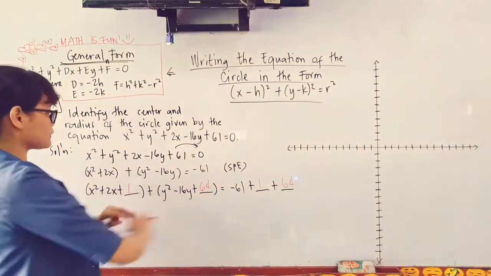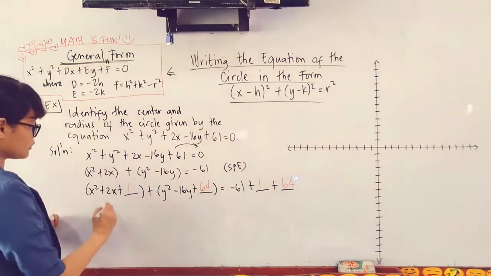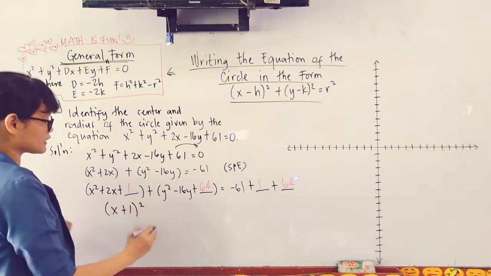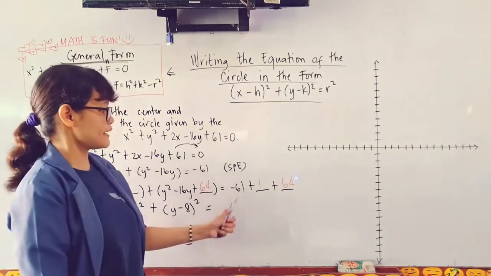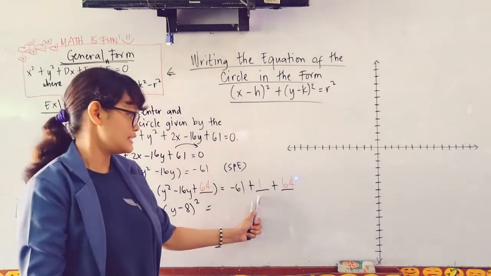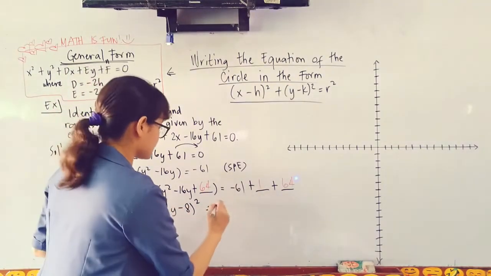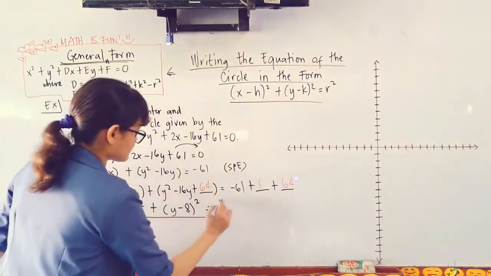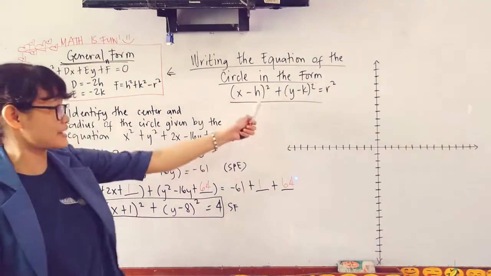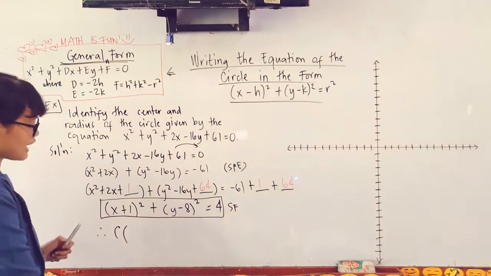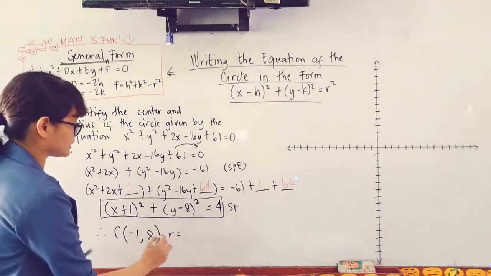Then just simplify. After completing the square, these are perfect square trinomials, so you can factor them out. This is simply equal to x plus 1 squared plus y minus 8 squared equal to negative 61 plus 1, which is negative 60, and negative 60 plus 64 is equal to 4. This form is already the standard form. Therefore, our center is at negative 1 and positive 8, and our radius is simply the square root of 4, which is 2.